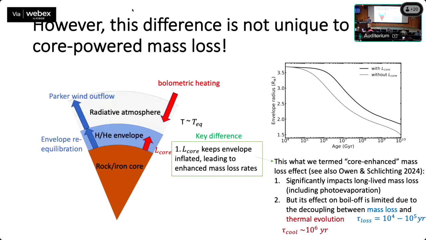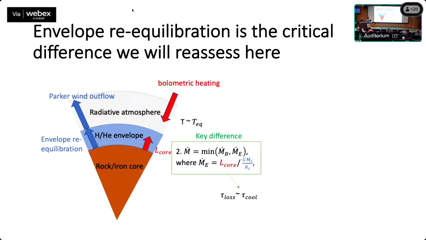We only think that it's a mass loss effect rather than a distinct mass loss mechanism, because it happens to any long-lived thermally driven escape. But we also find that its effect on boil-off is limited, because the mass loss rate is just too fast. The time scale is too short. Within one mass loss time scale, the envelope does not have sufficient time to contract, so whether or not you have core heating does not change the mass loss very much. So let's move on to the second difference.